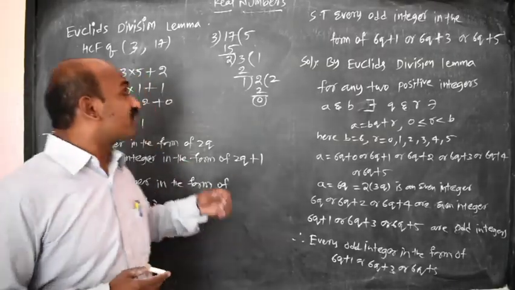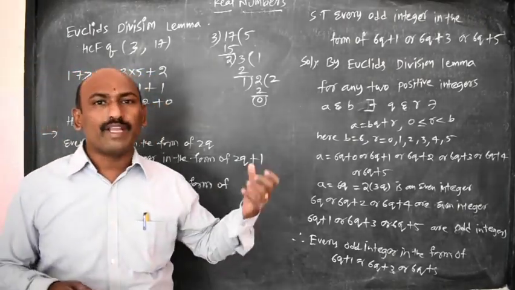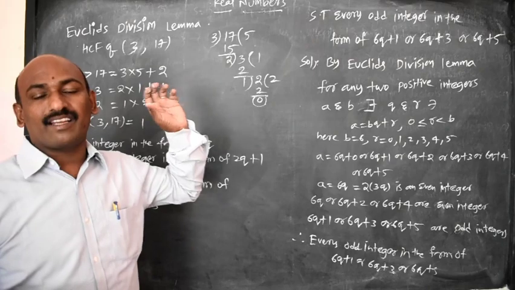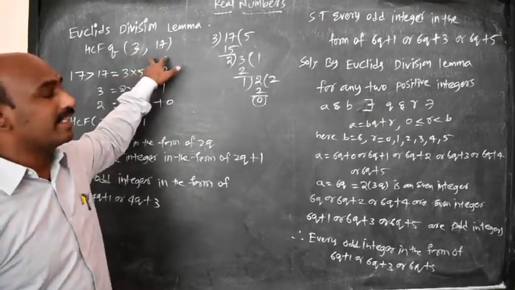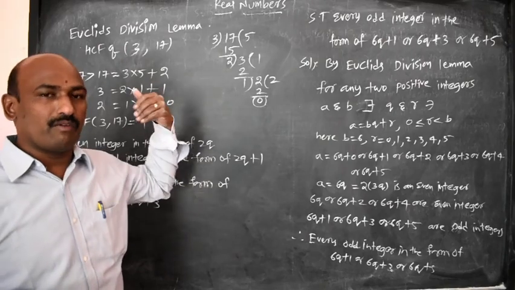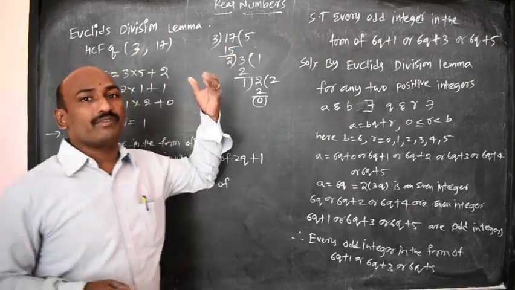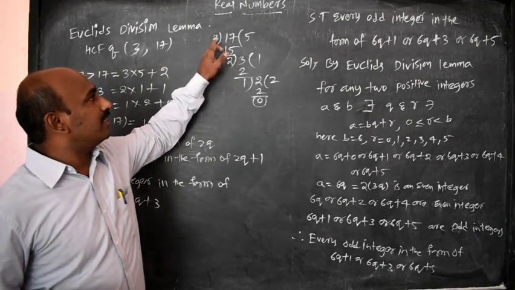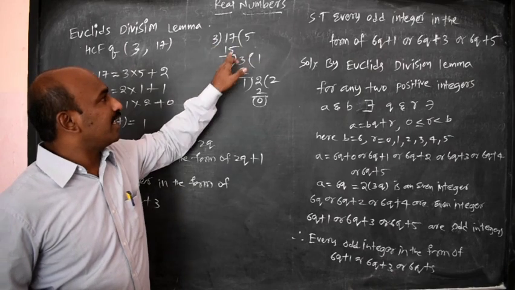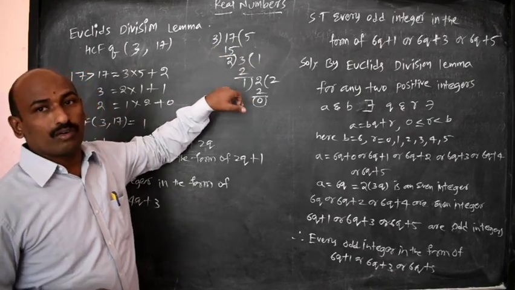If you go for the first concept, Euclid's division lemma, it is finding the HCF of two numbers. Here they can ask a 1 mark question: the HCF of any two numbers. If you take 3 and 17, or choose any 2-digit number, your wish, but I am selecting 3 and 17. First of all, we need to divide with this method: dividend and divisor, quotient and remainder. But we need to continue until the remainder is 0.